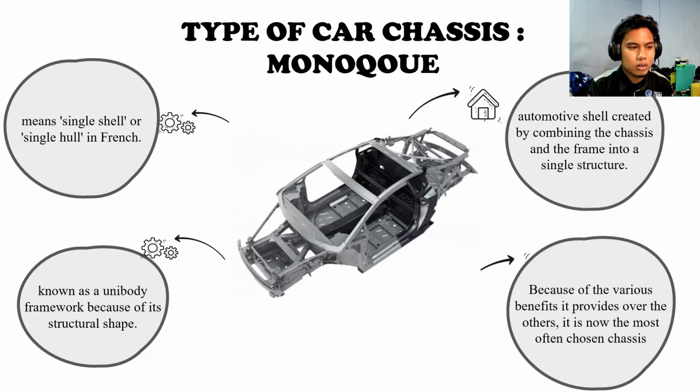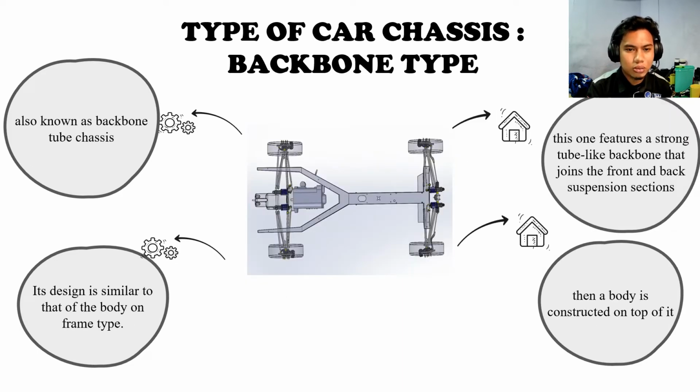Next, monocoque. Monocoque means single shell or single hull in French. This is known as a unibody framework because of its structure shape. It is created by combining the chassis and frame into a single structure. Because of the various benefits it provides over the others, it is now the most often chosen chassis. Next, backbone type, also known as a backbone tube chassis. The design is similar to the body on frame type. This one features a strong tube-like backbone that joins the front and back suspension sections. Then a body is constructed on top of it.